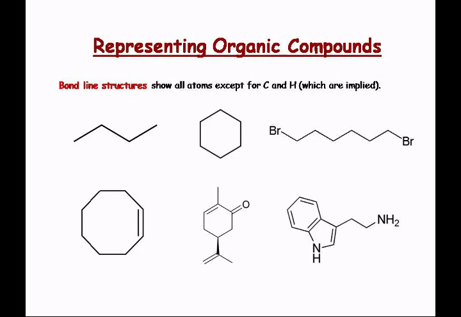Don't jump to conclusions, right? Don't jump because you know about the last one. Okay, so it's C8, that's right, but it's not H16. So what is it? H14. Why is that? What are we saying with these two lines in between these two carbons? That there's a double bond, right? There's a double bond between those two carbon atoms.